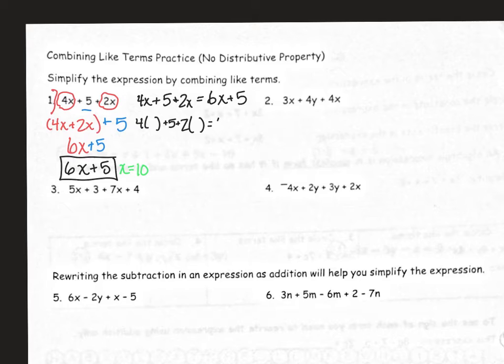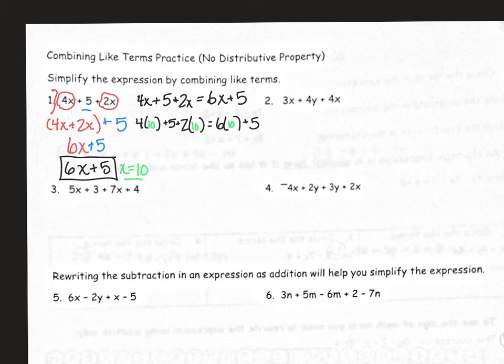On the other side, I have 6 times x plus 5. So I'm going to substitute all of these x's. Remember I said x equals 10. And just to remind you, x equals 10, I just made that up. I just picked it. So there you go. I substituted 10 for all of the x's in the expression.